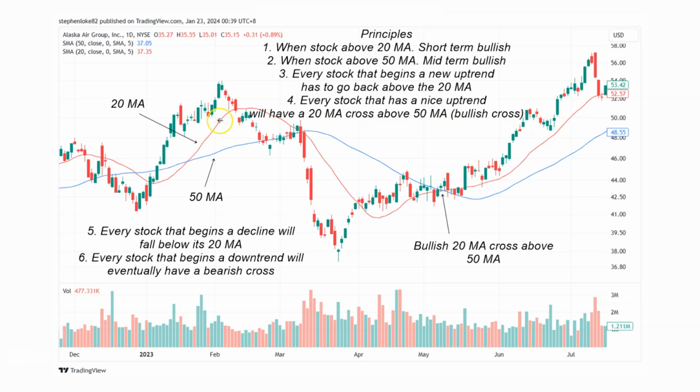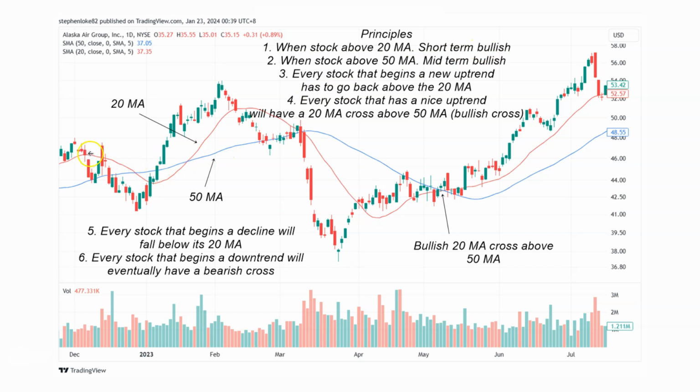And the 20 period moving average is just the average of the 20 days trading price, and the computer will just calculate it and update it each day as it goes. So that's why you have a moving average. And so when the stock is above the 20 period moving average, we deem it as short-term bullish.